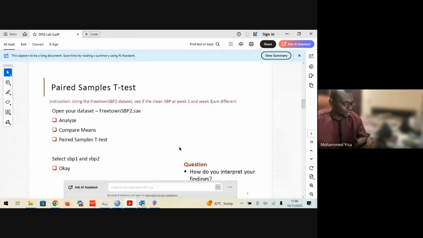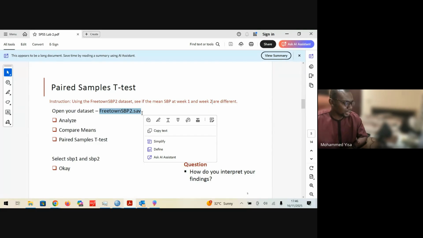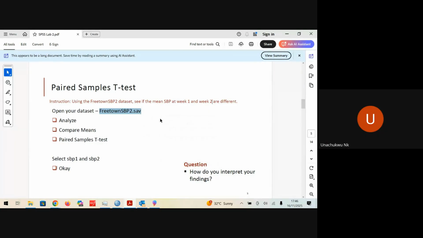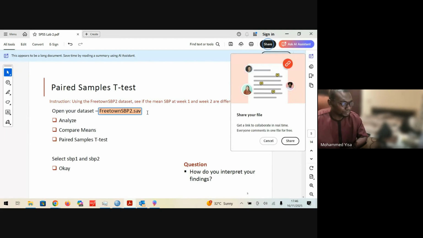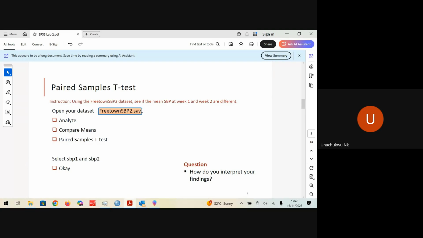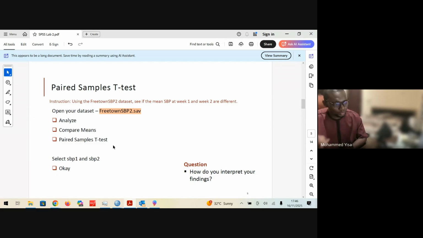It's SAV. It is here, Freetown SBP2.SAV. Okay. Has everyone found this data set? Anyone having difficulties finding the data set? I'm seeing Freetown SBP_ditch.SAV. No, that is a data set we are going to be using in the next example.